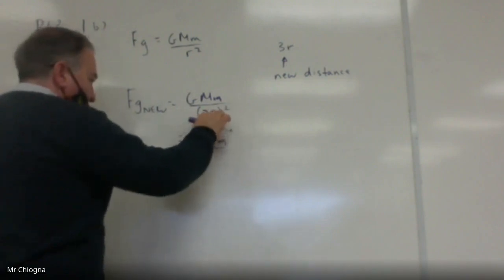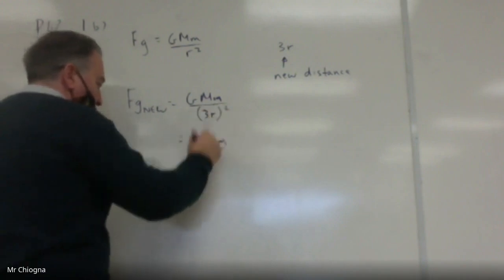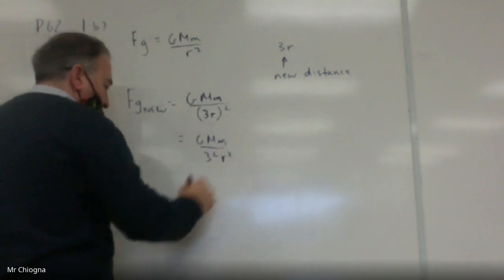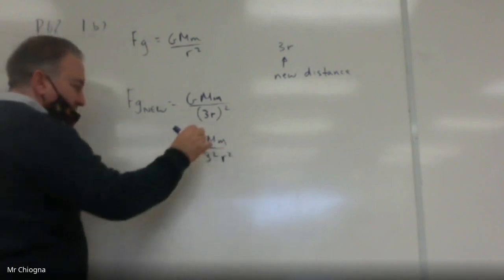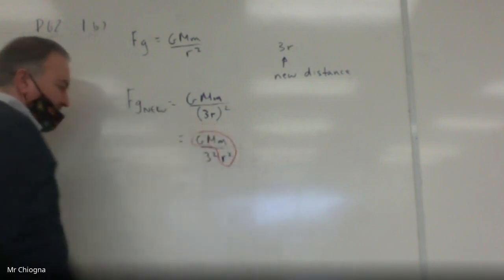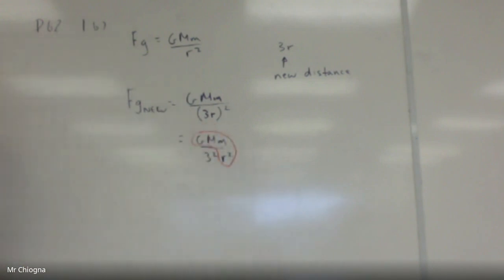Squaring whatever's in brackets means square each factor. Square the 3, you get 3 squared. Square the R, you get R squared. I'm looking for this. This is always the secret. Look for that expression because that's the original force.